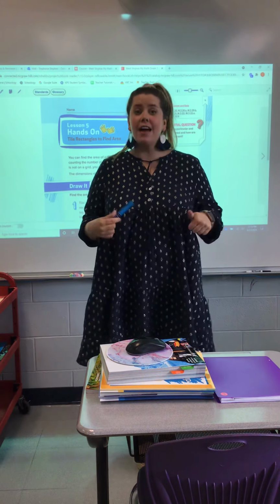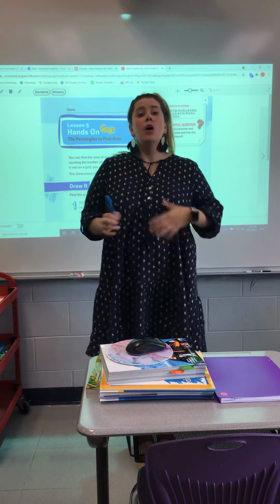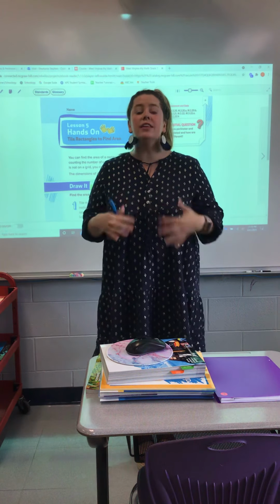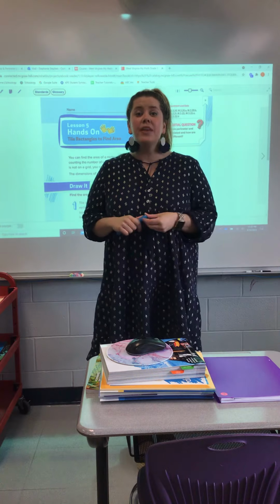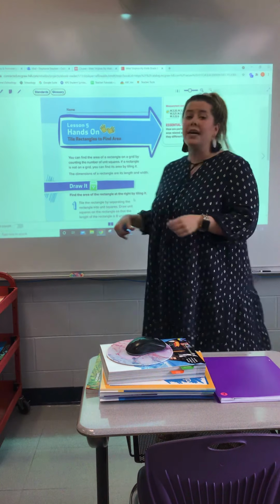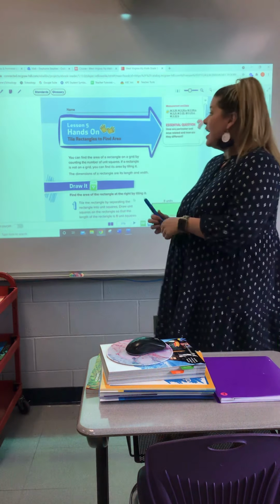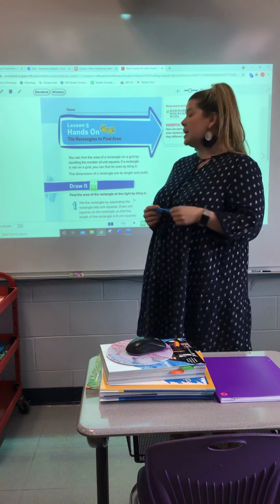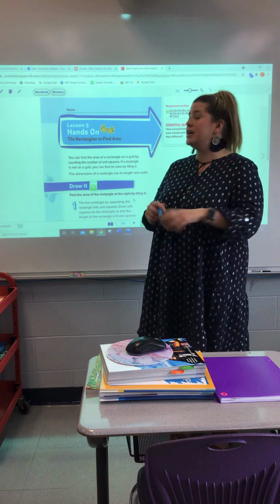With lesson 5 in area and perimeter. So we've kind of focused on perimeter up until now, and now we're going to switch our focus and talk a little bit more about area. So in your books, you need to be on page 779, and it says you can find the area of a rectangle on a grid by counting the number of unit squares.